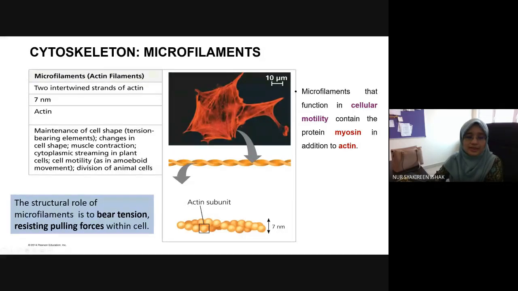Ini changes in cell shape, contohnya dalam pergerakan amoeba lah. It forms or it involves in the formation of pseudopodia, for example. And then also cell motility again, the same example for amoeboid movement. It helps the amoeba to be able to move across water, and then also involved in cell division. Okay.